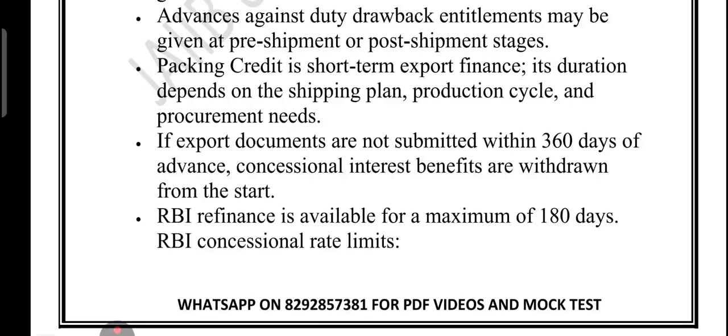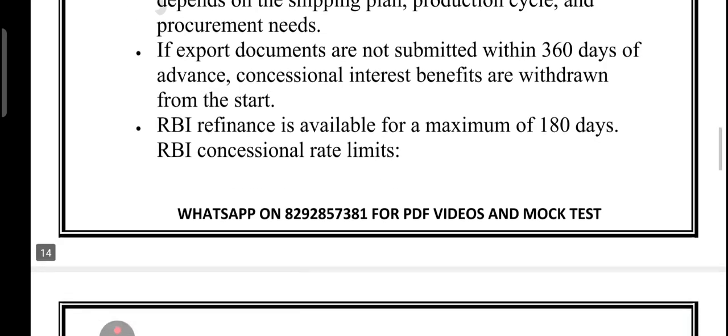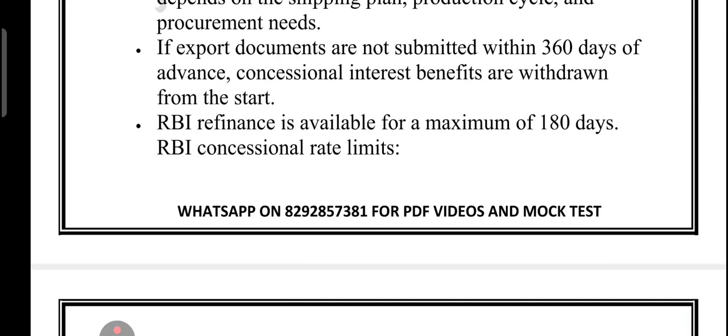If you don't submit your export document within 360 days, the concessional interest rate benefit is cancelled and you will be charged a higher interest rate from the start. So within 360 days, you have to submit your export document. Otherwise, the concessional interest rate will be forfeited and you will be charged a higher rate.